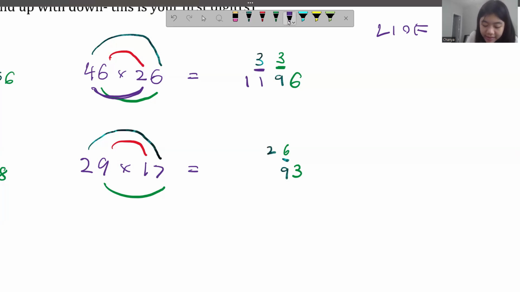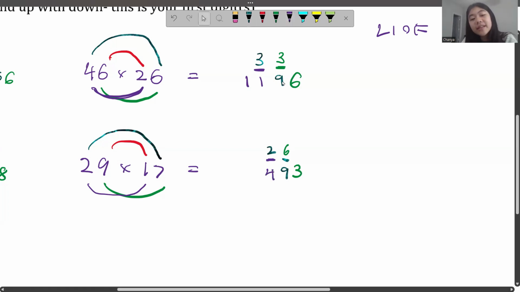And then as for your last step, you finally get to multiply the first two digits. That's the F in FOIL. So that's 2 times 1, which is 2. When you add the 2 you carried over, that's 2 plus 2, which is 4. So your final answer here should be 493.